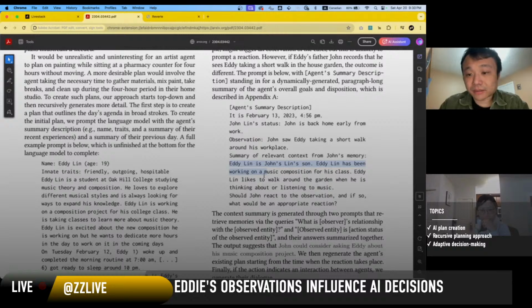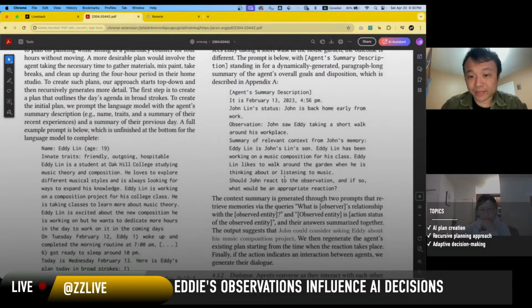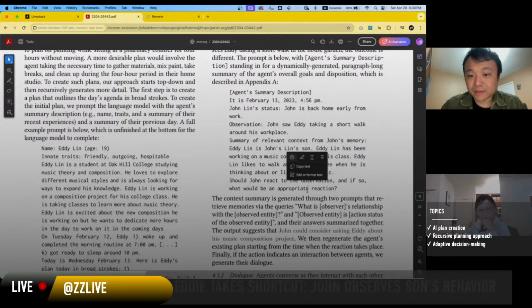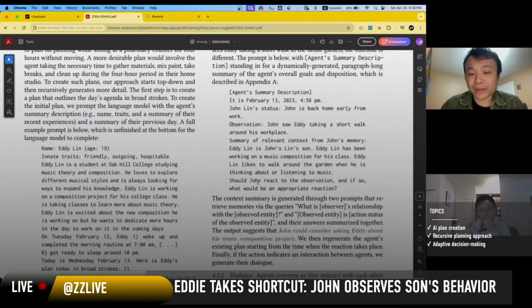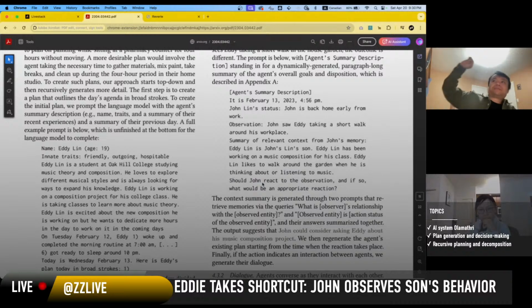Lin is John Lin's son. Lin has been working on a music composition for his class. Lin likes to walk around the garden when he is thinking about or listening to music. Should John react to the observation, and if so, what would be an appropriate action? I think this is our turn control.